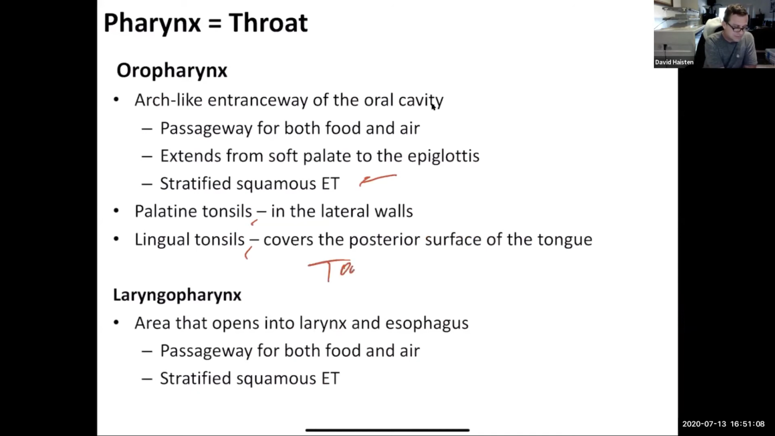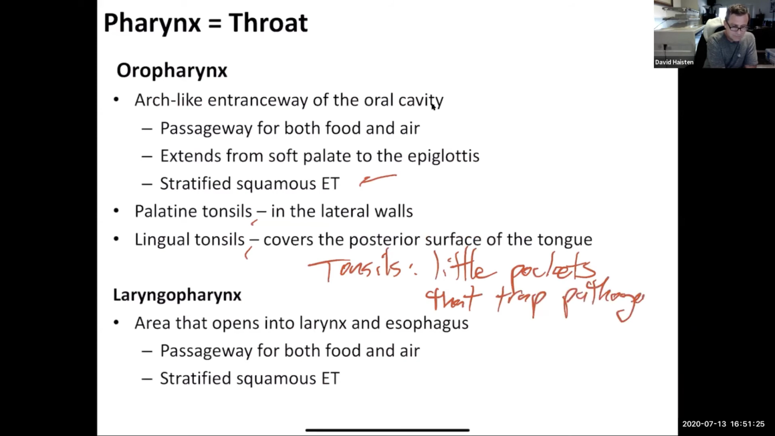Tonsils. Just basically little pockets that trap pathogens. Part of the lymphatic system, part of the immune system. Okay, laryngopharynx opens into the larynx and esophagus. Okay. Food and air moves through there. Stratified squamous epithelium.